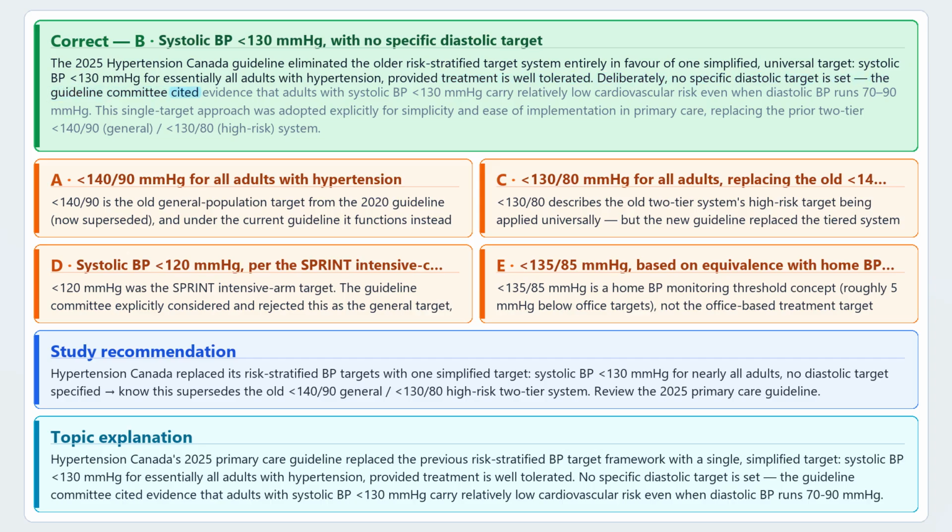The Guideline Committee cited evidence that adults with systolic BP 130 mmHg carry relatively low cardiovascular risk even when diastolic BP runs 70 to 90 mmHg. This single-target approach was adopted explicitly for simplicity and ease of implementation in primary care, replacing the prior two-tier 140/90 general, 130/80 high-risk system. If you chose a different option, feel free to pause here and review the comments for each answer and the study recommendation below.